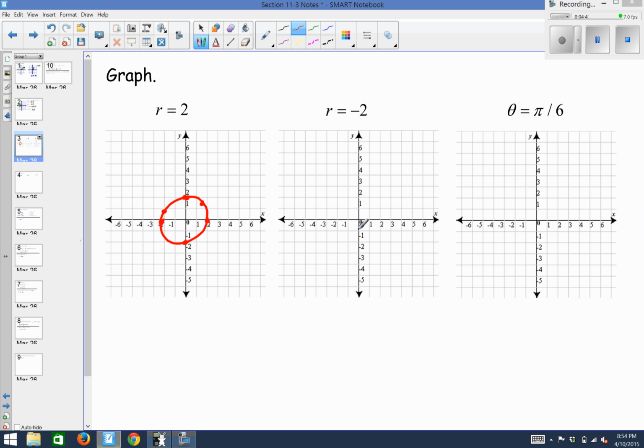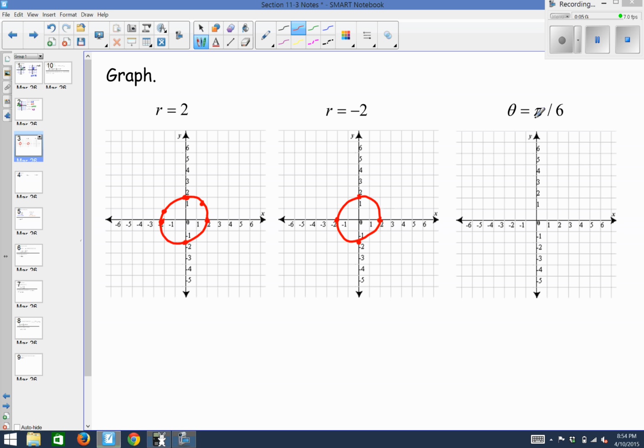Similarly, if r is negative 2, this is telling me it doesn't matter what the angle is. No matter what, my radius will be negative 2. So if the angle is 0, that would be my radius of negative 2, and likewise at pi over 2, at pi, at 3 pi over 2. Going around to a whole bunch of different angles, it wouldn't matter. I would still get a circle.